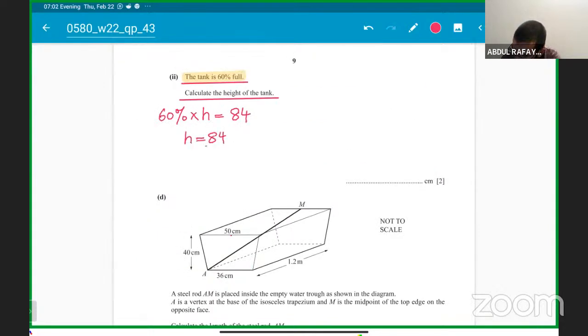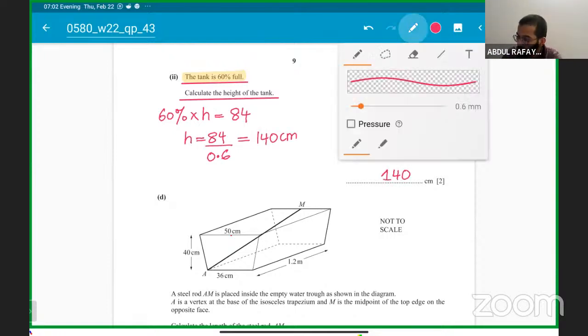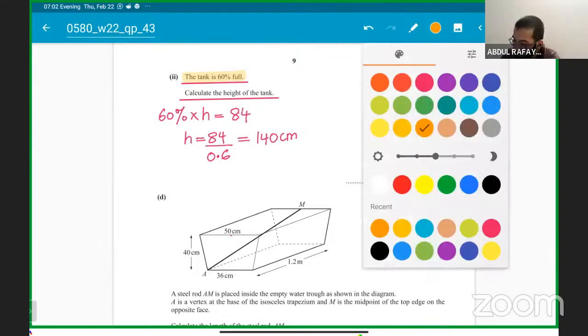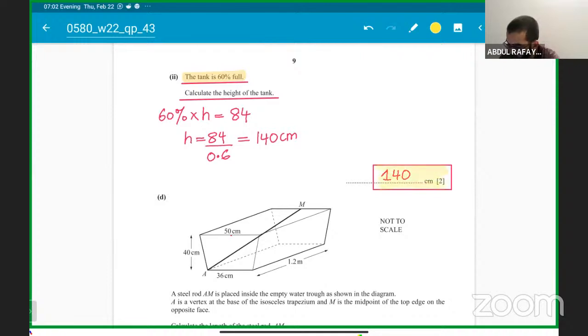Okay, 84 divided by 60%, so it will be 84 divided by 0.6. You will get 140 centimeters. Is everyone getting the technique here? Guys, understood the technique? What we are saying is that the height is equivalent to the depth of the water. If it is 100% height, then 100% water is occupied. At 60% height, the depth of the water is now equal to 60%. Understanding? Got it? That's how you can do it.